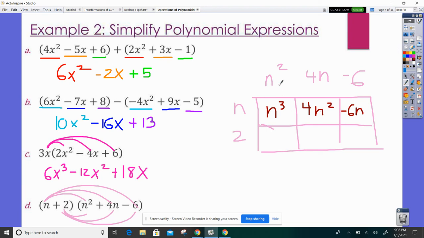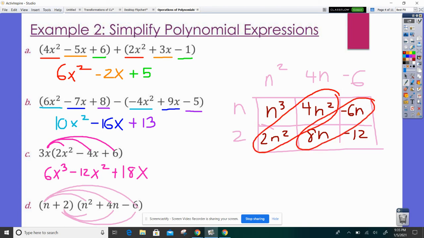Okay, then I'm going to do the same thing. N squared times 2 is 2n squared. 4n times 2 is 8n. And negative 6 times 2 is negative 12. Now, I need to combine like terms, but I can do that in my box. Okay, so if you notice, I can combine 4n squared and 2n squared, and I can combine negative 6n and 8n. Then I just write out what that gives me.